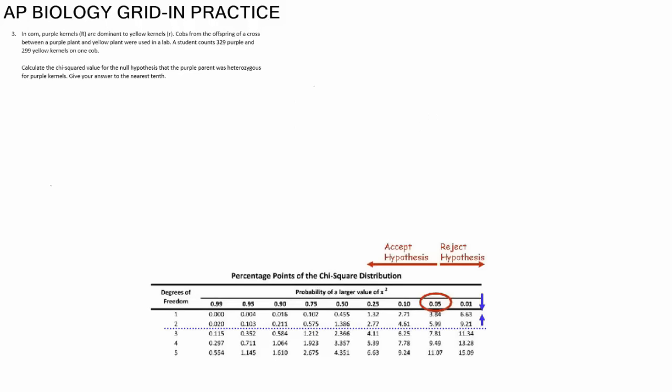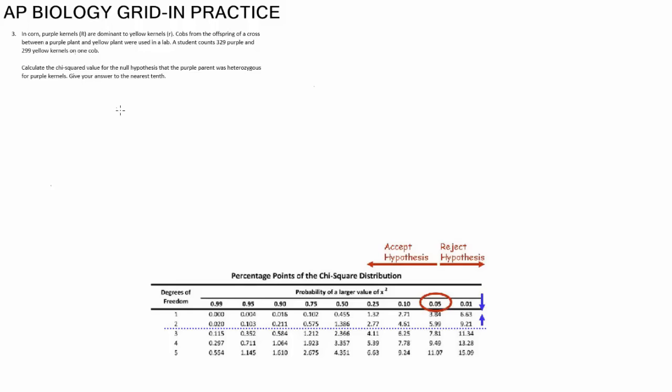In this next problem, we're going to be looking at a simple Punnett square again, this time bringing in chi-square analysis based on our expectations for what we should find versus what we actually do. We're looking at corn, with purple kernels and yellow kernels. The student counts 329 purple and 299 yellow.